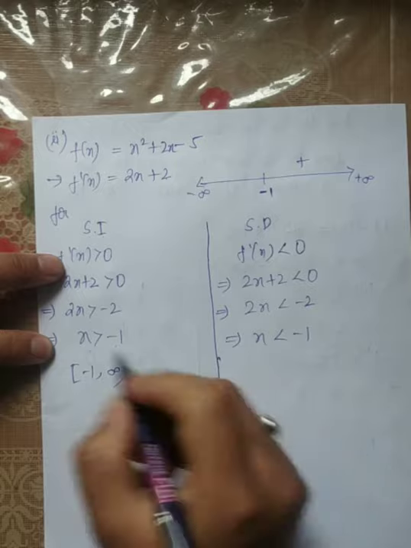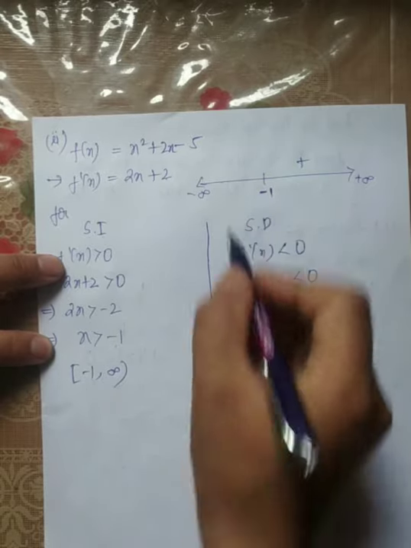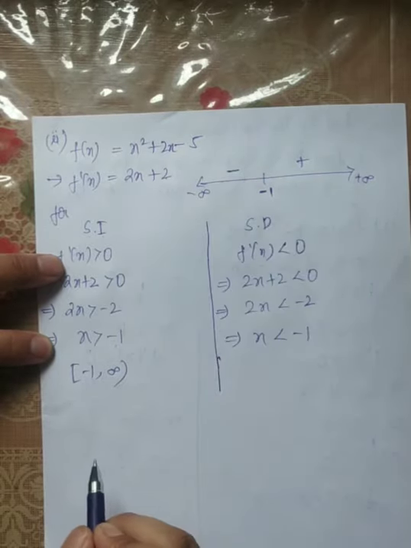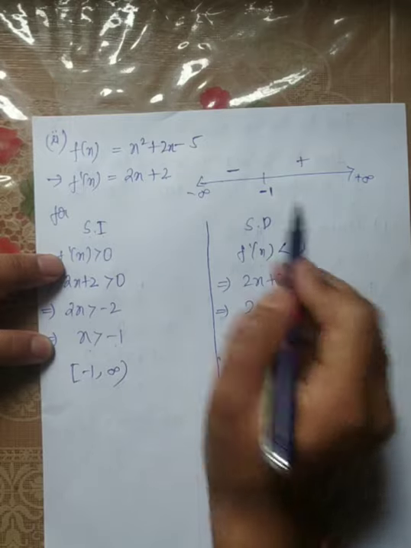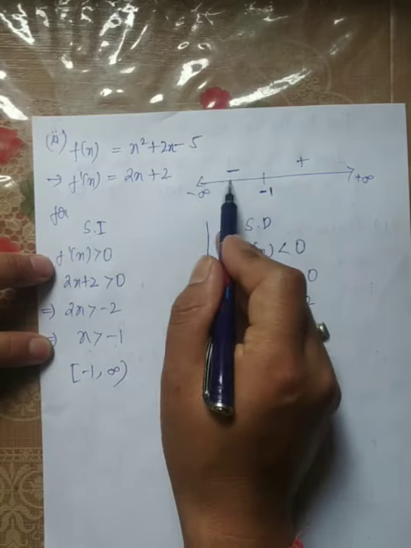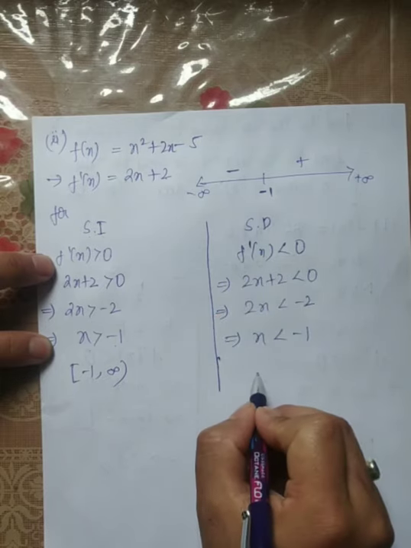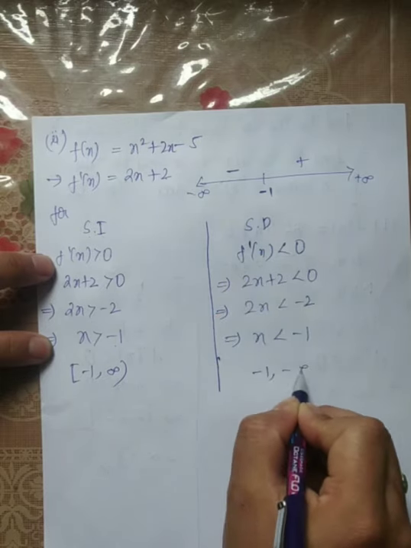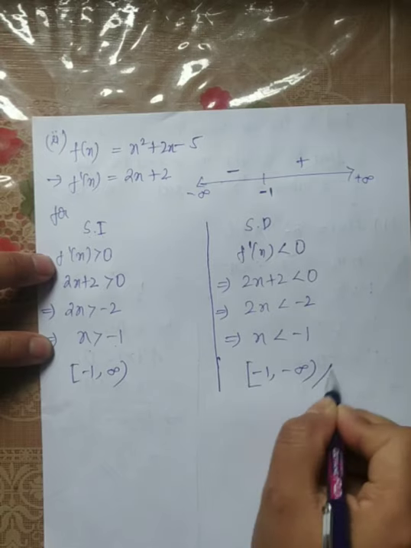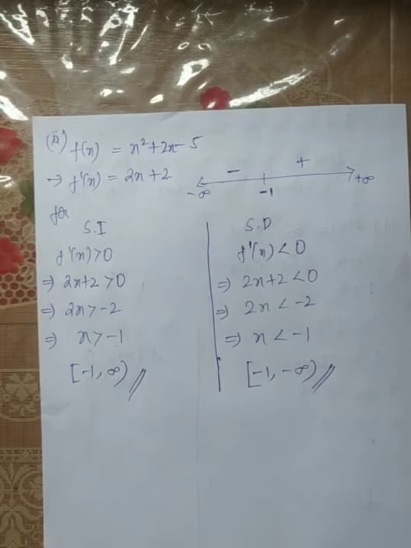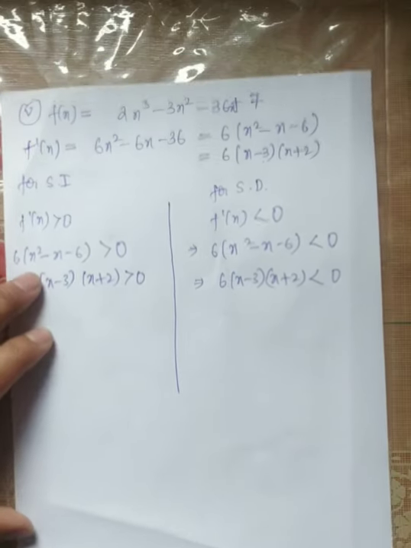And for all the values less than minus 1, f'(x) is negative, isn't it or not? So hence the range will be minus infinity to minus 1. So these are the ranges, strictly increasing and decreasing. Okay, I hope you're clear with this. Now a few homeworks we will do.